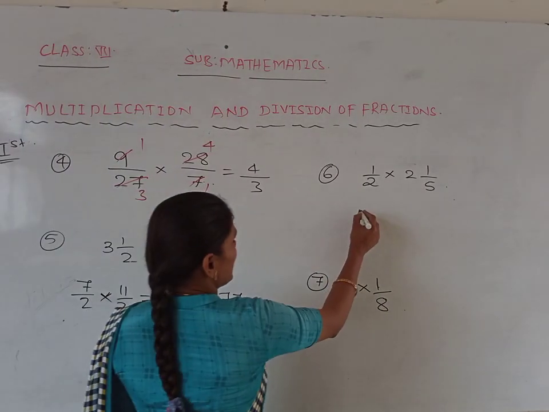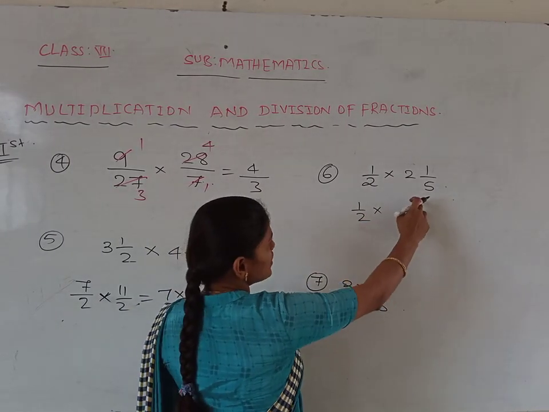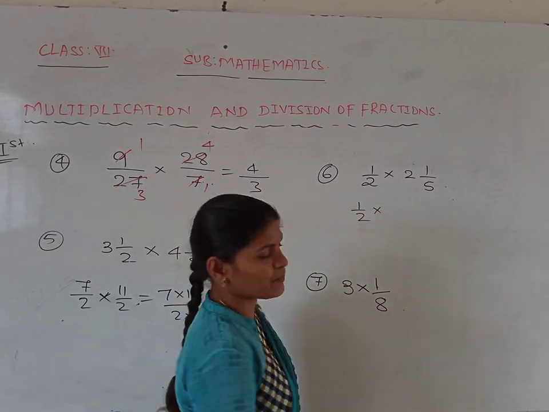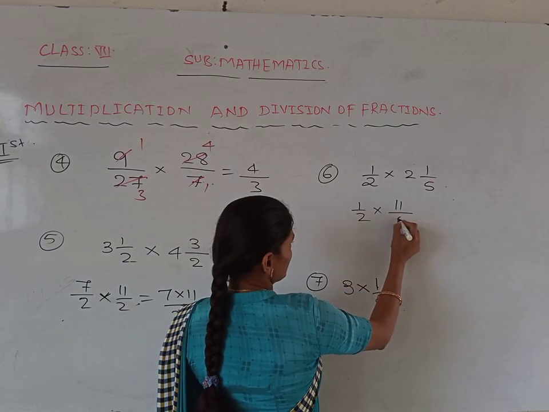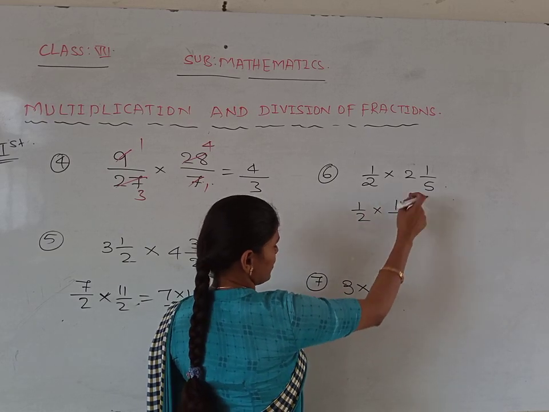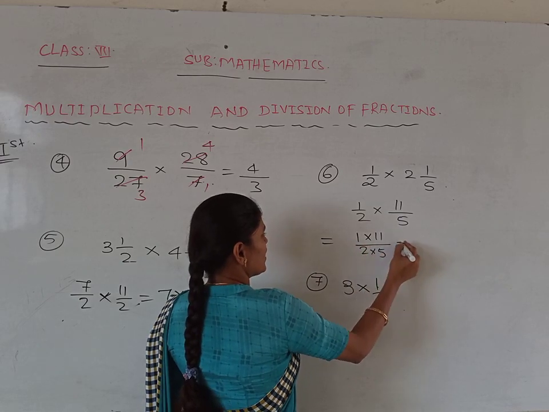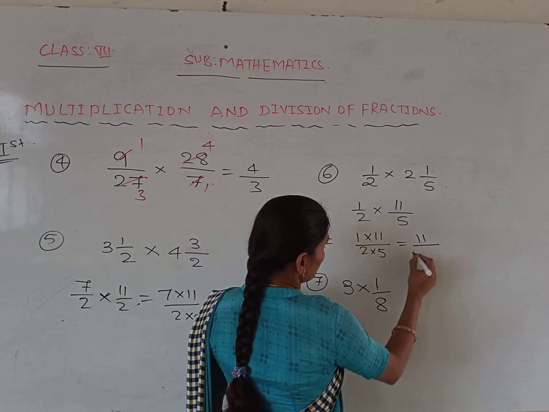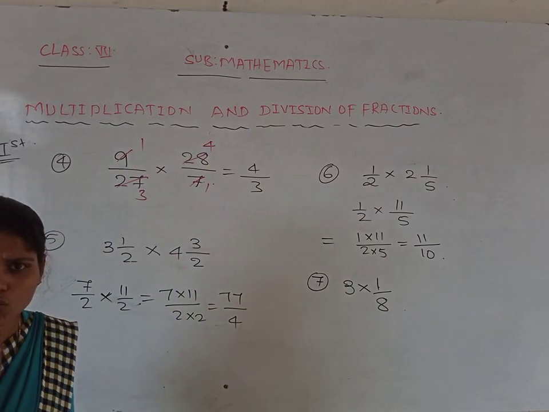Next one. Already it is a proper fraction. Keep as it is. Next one is mixed, so convert it into improper. 5 2s are 10, 10 plus 1, 11 divided by 5. There is no common factor anywhere. Just 1 into 11 divided by 2 into 5. Your answer is 11. 2 5s are 10.